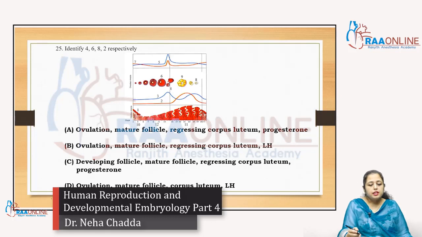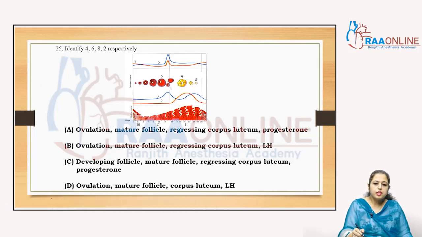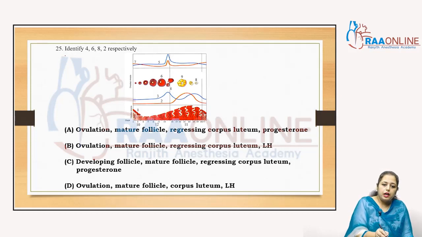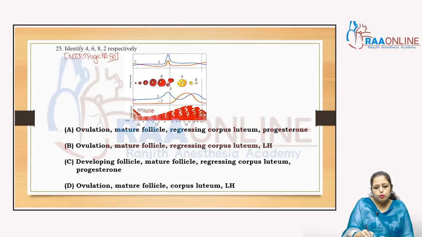Come to the next question, that is the 25th, which identifies 4, 6, 8, 2 respectively, right? Actually this is the diagrammatic presentation of the menstrual cycle, which is given in NCERT page number 50. That 1 shows the menses, clear? That 2 represents the progesterone, right?